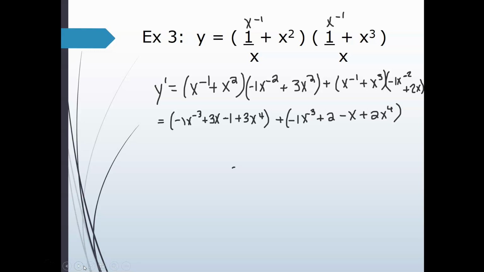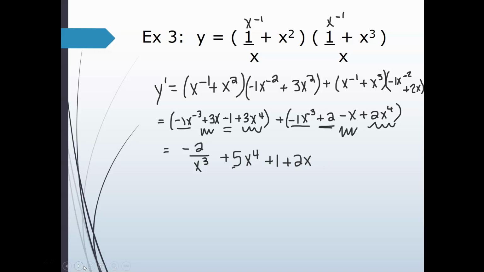Now you combine like terms. Negative 1 and negative 1 gives you negative 2 over x cubed. 3x to the fourth and 2x to the fourth gives you 5x to the fourth. Positive 2 and negative 1 gives you 1. And negative x and positive 3x gives you 2x. And remember, the order you add or subtract doesn't matter. So the order we write them didn't matter.